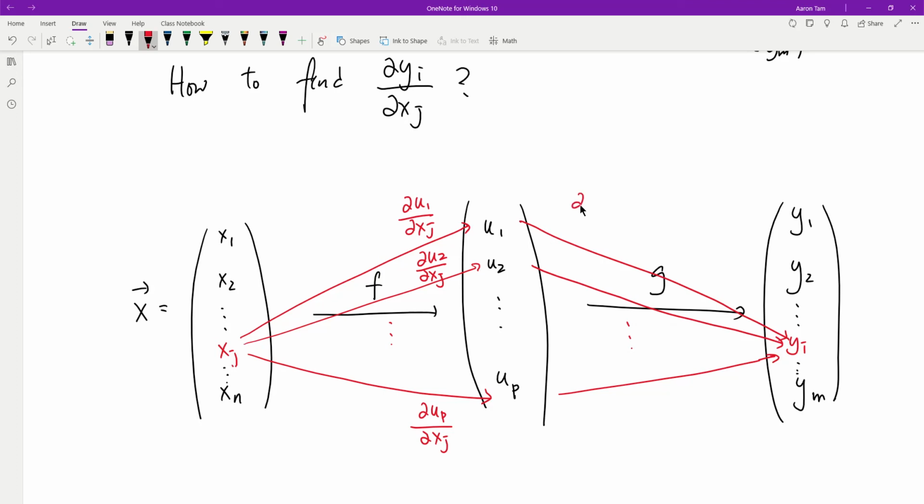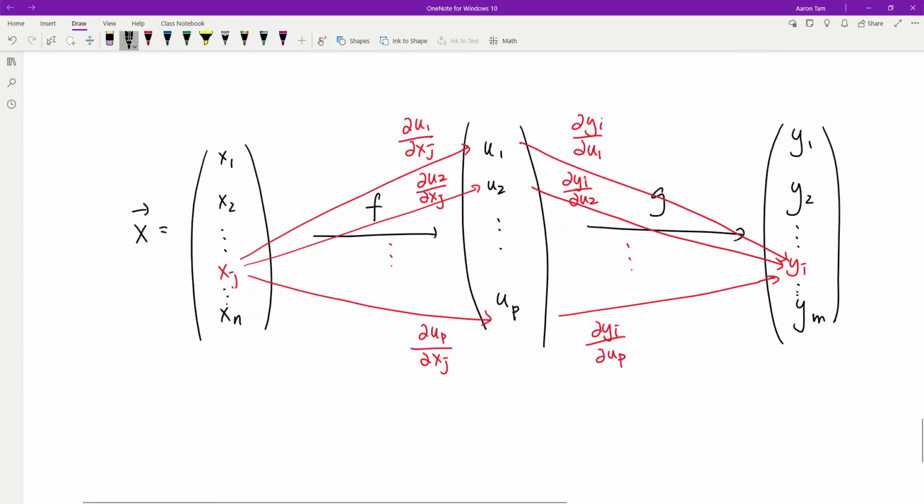This change would be how y sub i gets changed by u sub 1. This one would be how y sub i gets changed by u sub 2. And then this continues on until the last one, which is how y sub i gets changed by u sub p. And now the question is, how does x sub j affect y sub i? Well, it would be affected by all of these combined together, and therefore form this single formula, which defines what is dy sub i over dx sub j.